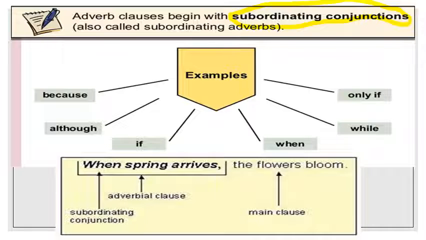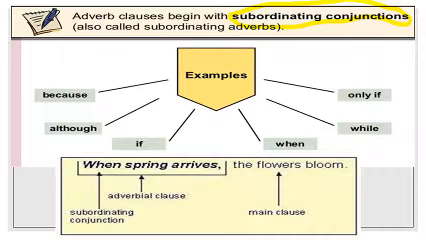For example, in this sentence, when spring arrives, the flowers bloom. The flowers bloom is the main clause. When spring arrives, if we look carefully at this, when is the subordinating conjunction, spring is the subject, arrives is the verb. And this is the dependent clause. If you say, when spring arrives, and you remain silent, you feel that your sentence needs a completion. That's why we call it a dependent clause. And this type of dependent clause is adverbial, and it talks about time. So when spring arrives is an adverbial clause of time.